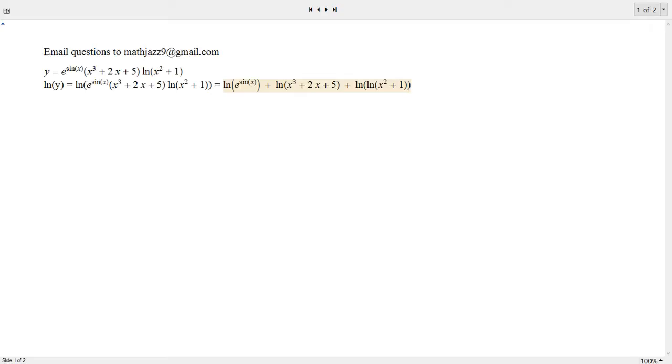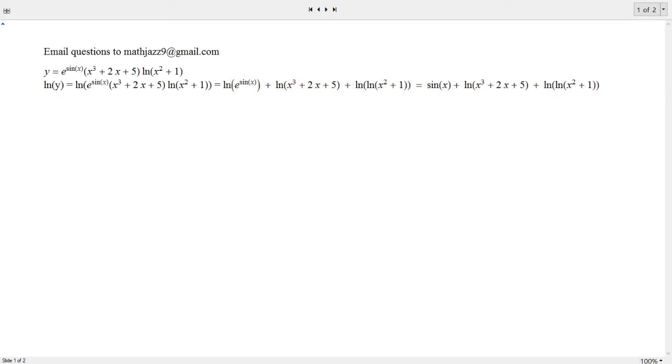But we can simplify even further. The natural log of e to the sine x is just sine of x. And we might be able to factor that polynomial, I don't particularly care about that. And we can't really simplify the natural log of a natural log. So now we can take the derivative of both sides of this expression.